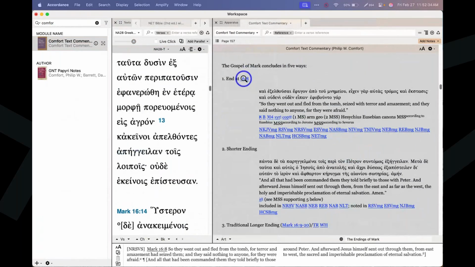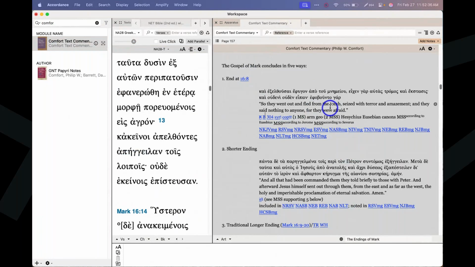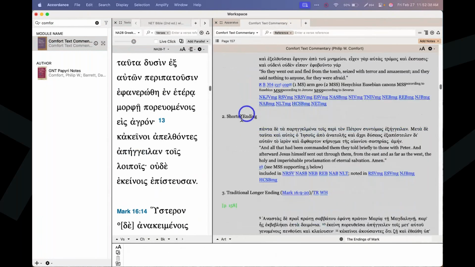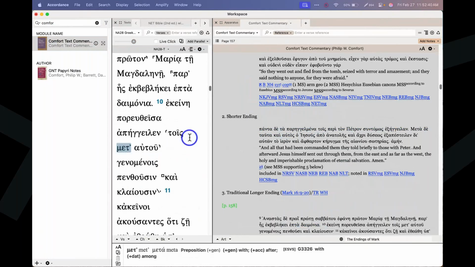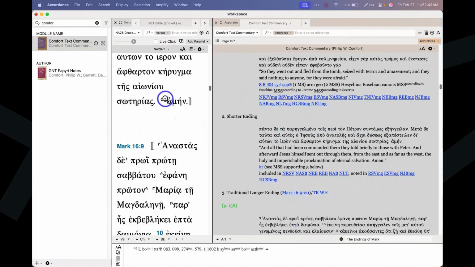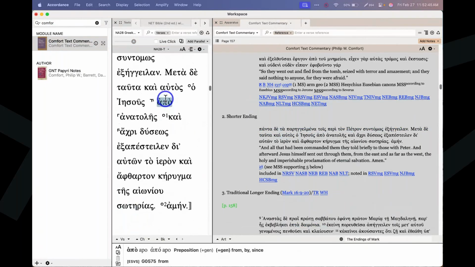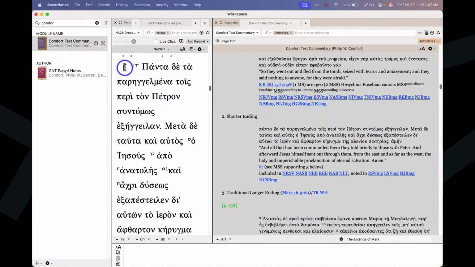And at 16:8, they said nothing to anyone. They were afraid. So that's one ending. There's this shorter ending. So there's the short ending, and then there's this other short ending where what's in brackets, that I didn't go over, is added or included, and Comfort gives us a translation here. "All that had been commanded them, they told briefly to those with Peter. And afterward, Jesus himself sent out through them from the east and as far as the west, the holy and imperishable proclamation of eternal salvation.